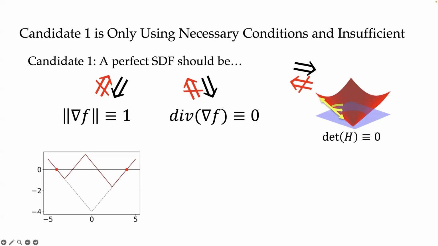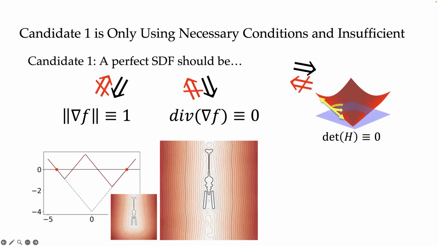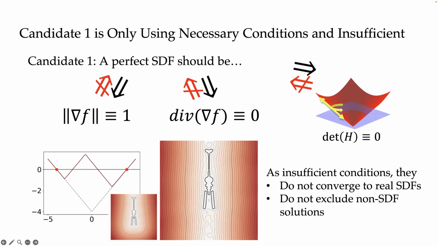In this 1D case, the 2 red points are boundary points. Even with the eikonal loss, the optimization result, shown as the red line, is far from the ground truth, shown as the gray dashed line. The second image shows the divergence constraint, which assumes the level set should be flat everywhere. So the loss can be minimized, but the result is still not close to the ground truth. It still fails to converge to the correct SDF. In short, since these are only necessary conditions, they cannot guarantee convergence and do not rule out invalid solutions.